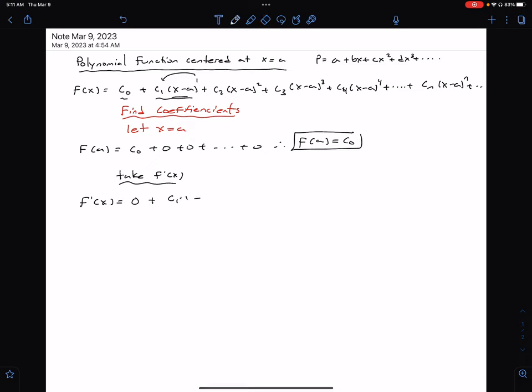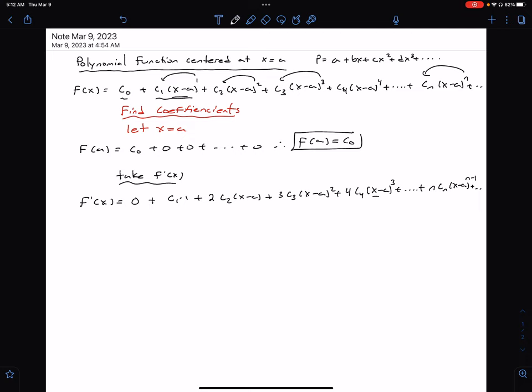Plus, if I keep going down the road, we get 2 times c2 times x minus a, again the derivative of the inside is just 1. Plus the next one, 3 times c3 times x minus a squared. Plus 4 times c4 times x minus a cubed. We just keep going until we get to the very end, where we get n times c sub n times x minus a to the n minus 1. And it does keep going.